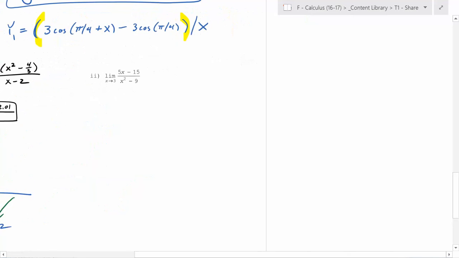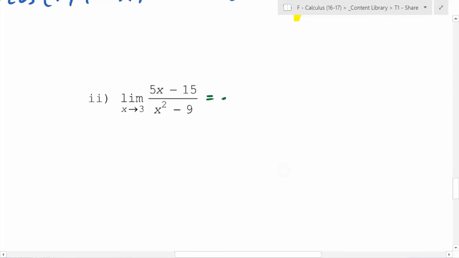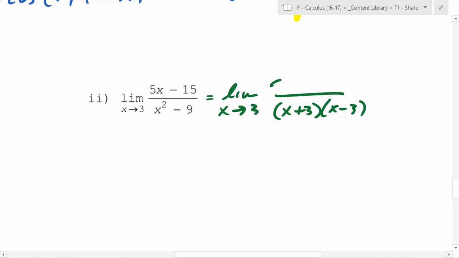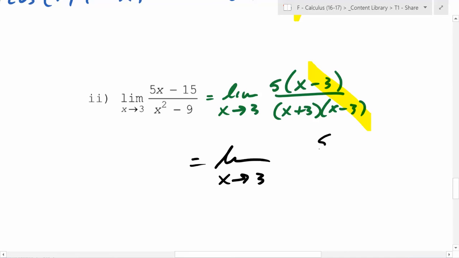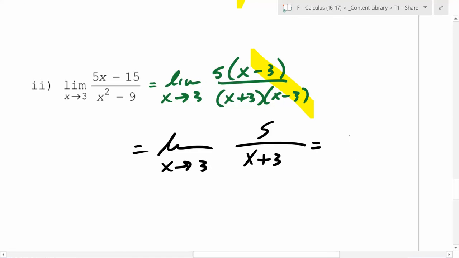What about this one? This looks similar, but what should you always check first? Can you factor the bottom? Yes, x plus 3 times x minus 3. What can you factor out of the top? 5, and get x minus 3. Does something cancel? Yep. If you cancel this, you end up with the limit as x goes to 3 of 5 over x plus 3. Can you plug in 3? Yes. So what is it? 5 over 6. Done, with a hole at 3.